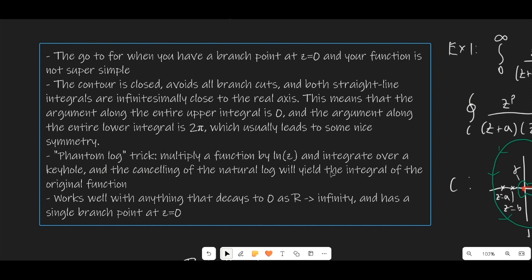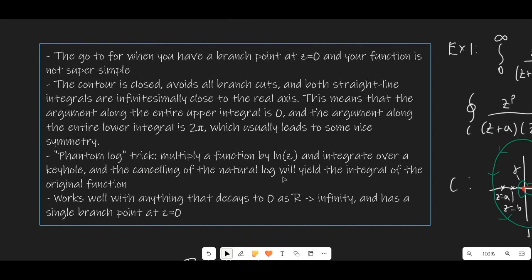What this means is that essentially, once we multiply by this natural log of z, it ends up disappearing and being replaced with the 2 pi i. And so this allows us to integrate a lot of different functions over this keyhole contour. Even if these functions don't have any nice symmetry, or maybe they have singularities on the real axis, the keyhole contour is just the only place where it's going to be easy to integrate them.